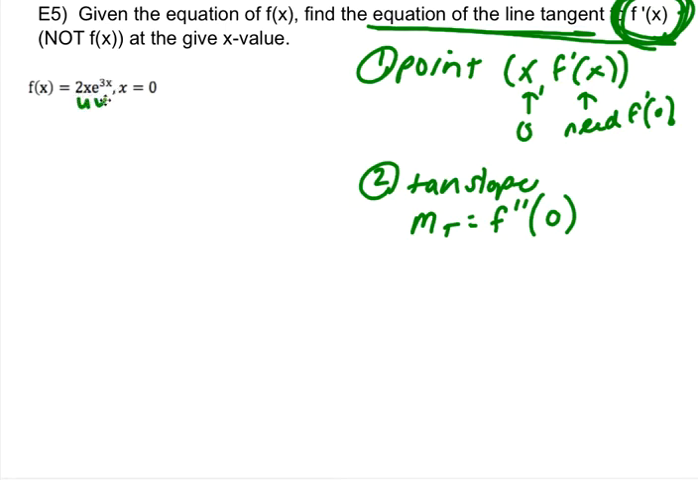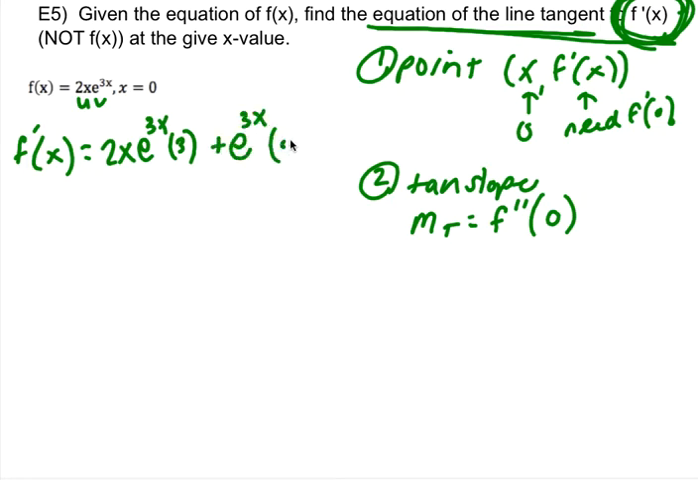So notice that this is a product rule with a chain, right? 2x is the first function that's being multiplied by e to the 3x. The e to the 3x has a chain. So let's find my f prime of x first. U dv is going to be e to the 3x times the derivative of the inside, which would be a 3, plus v, which is e to the 3x. du is just going to be a 2.